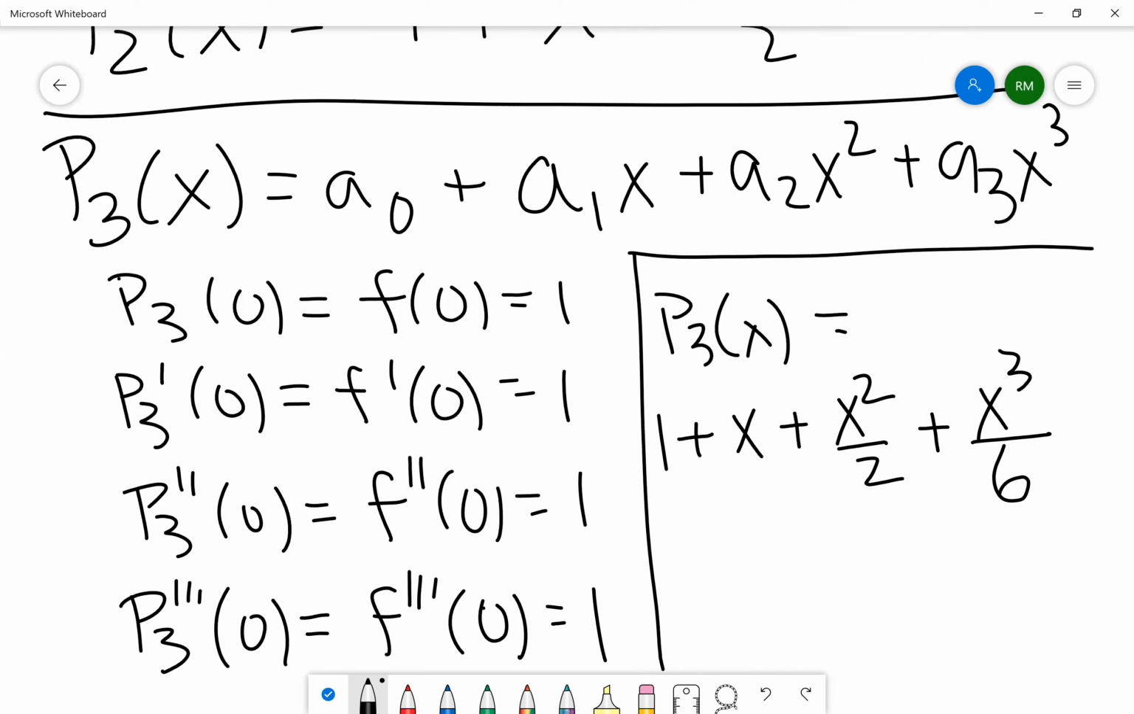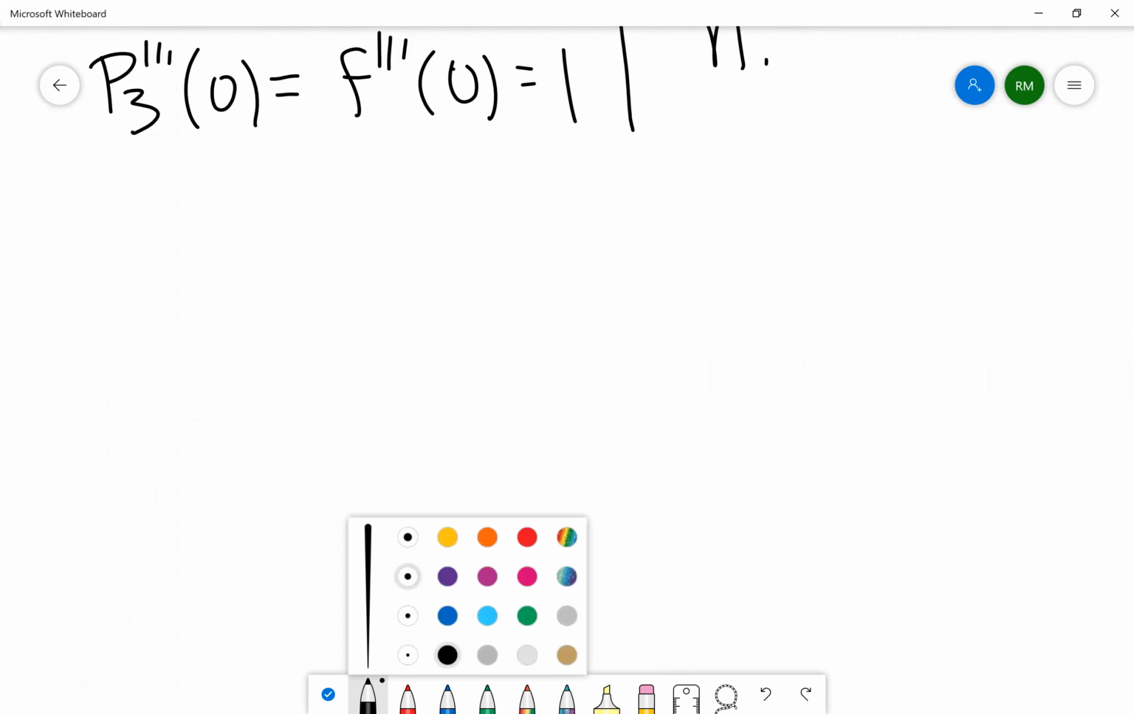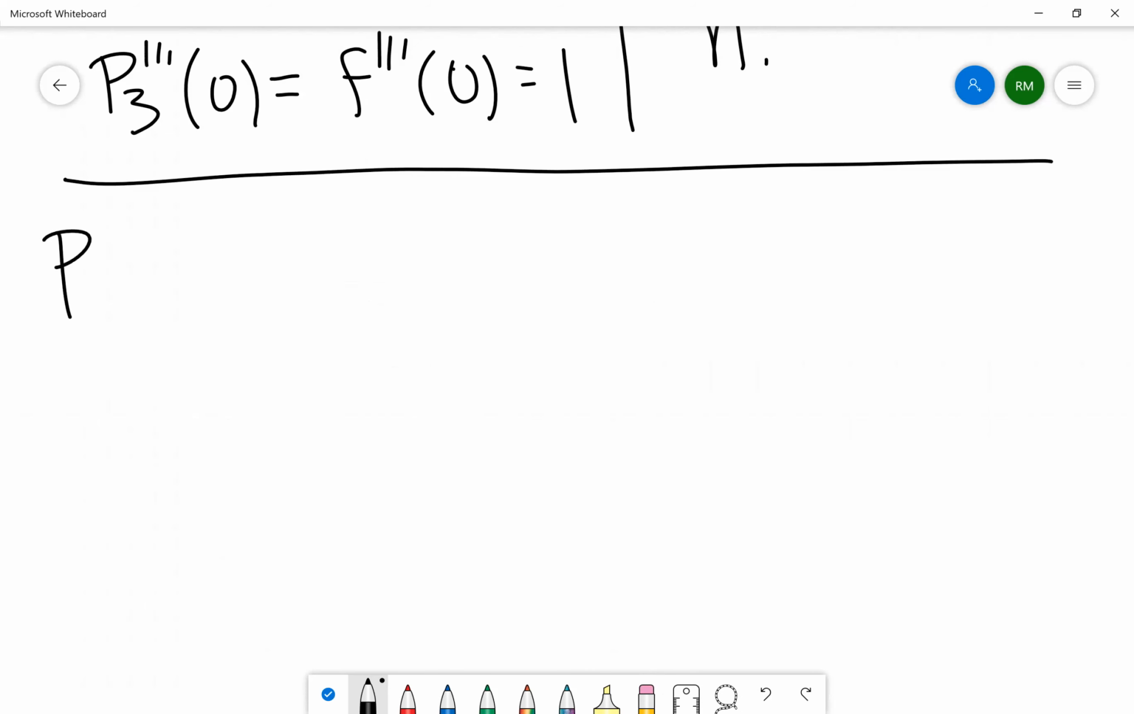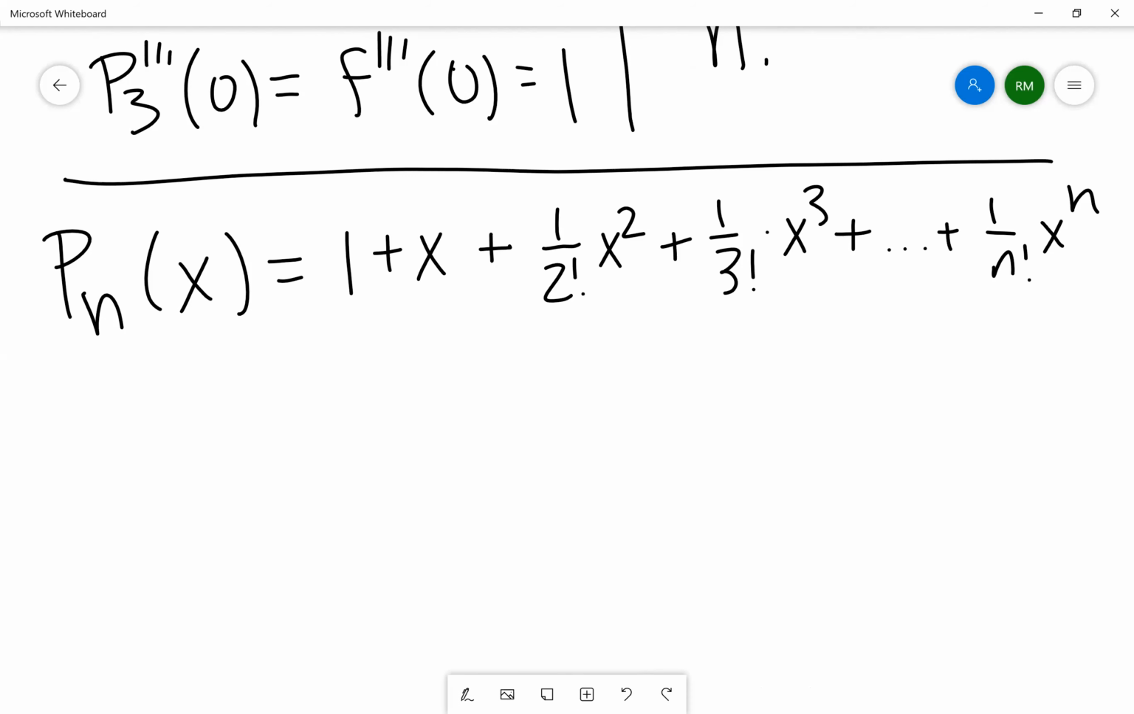Now that you've had a chance to think about it, you probably came to the conclusion that it is the factorial. And so instead of just using a degree 1 approximation or a degree 2 approximation or a degree 3 approximation, we can use a degree n approximation. And what we should get is something that looks like this. That is the degree n approximation of e to the x at x equals 0.